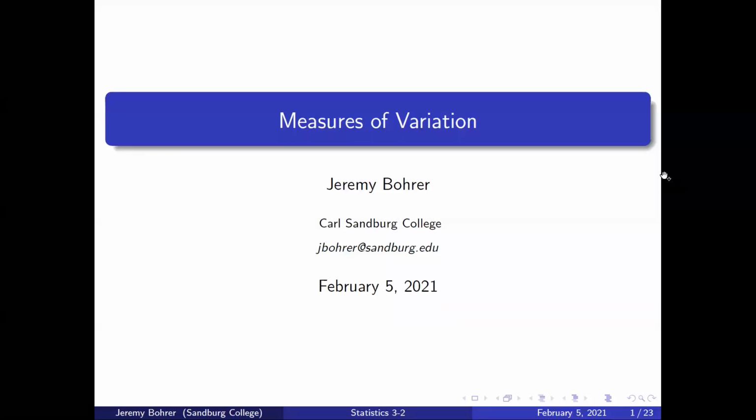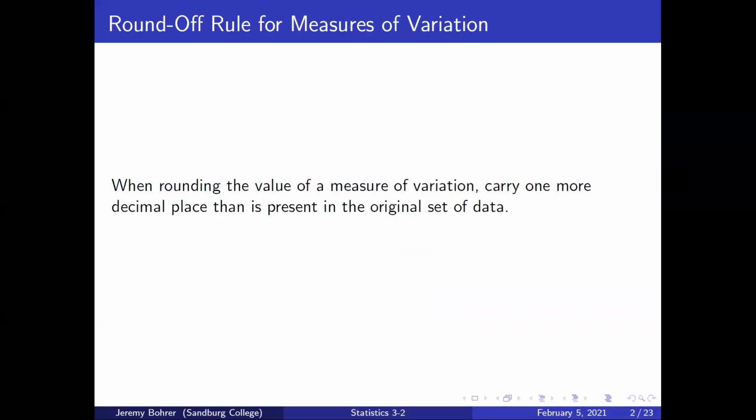In this video, we will discuss measures of variation. When rounding the value of a measure of variation, carry one more decimal place than is present in the original set of data.